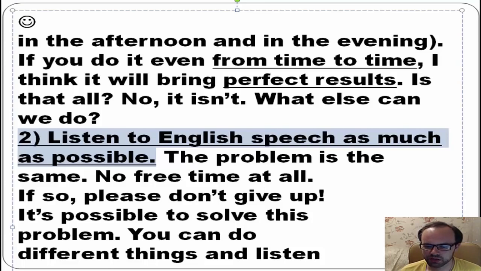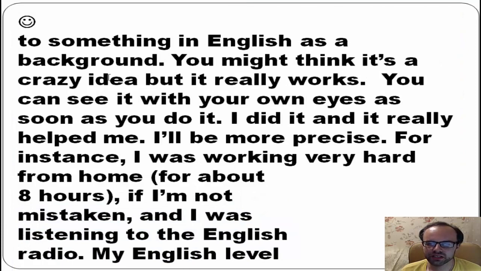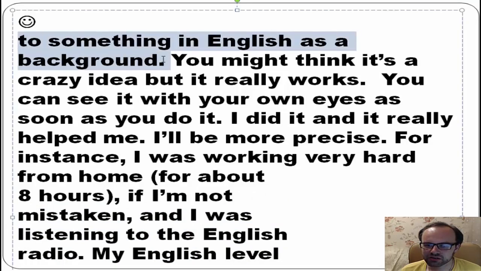The problem is the same, okay? No free time at all. If so, please don't give up. Don't stop. Don't panic. Don't feel depressed. Don't think that it isn't for you. Don't think it's impossible. Really, it's possible to solve this problem, or it's possible to find a solution to this problem. So you can do different things and listen to something in English as a background.